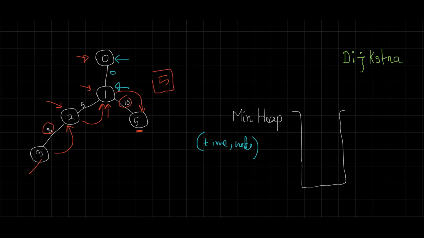Now, suppose let's take a visited array. And each time we visit a node, we will mark it as visited. Finally, we have to iterate into the visited array and store all of the nodes which are visited and return the list. And this is how this algorithm is going to be solved by using the Dijkstra algorithm and using the min heap. I hope you understood the algorithm. Now let's move on to the code.